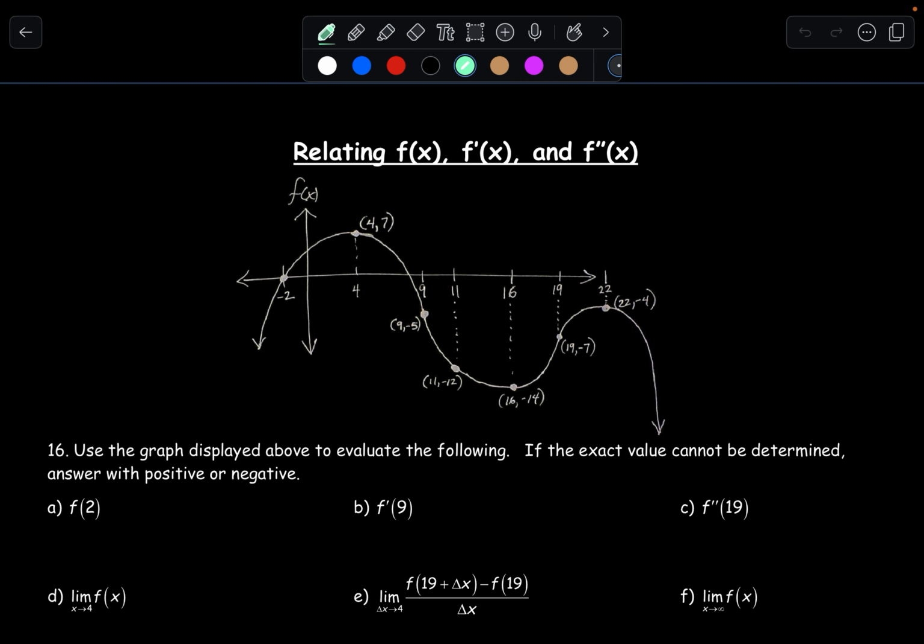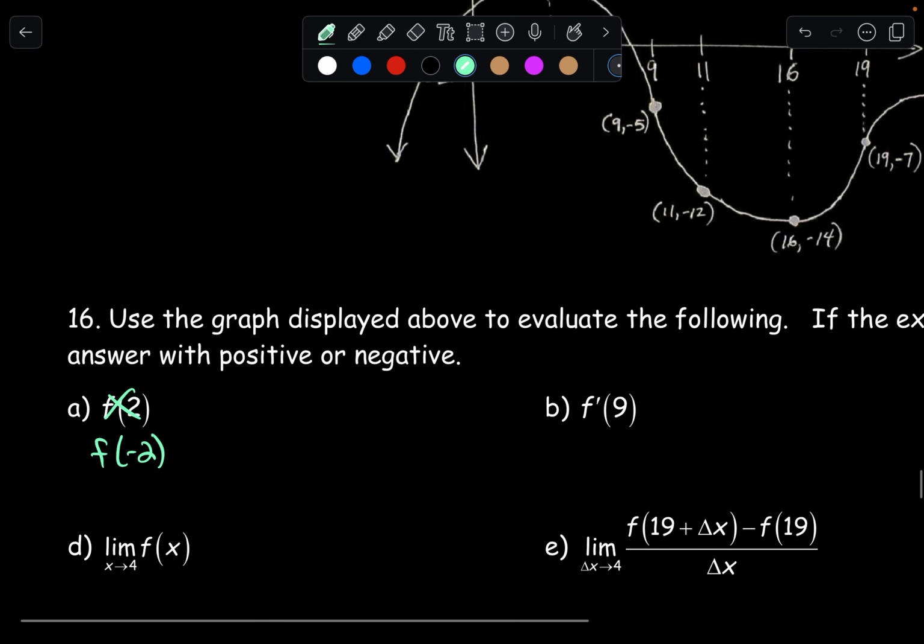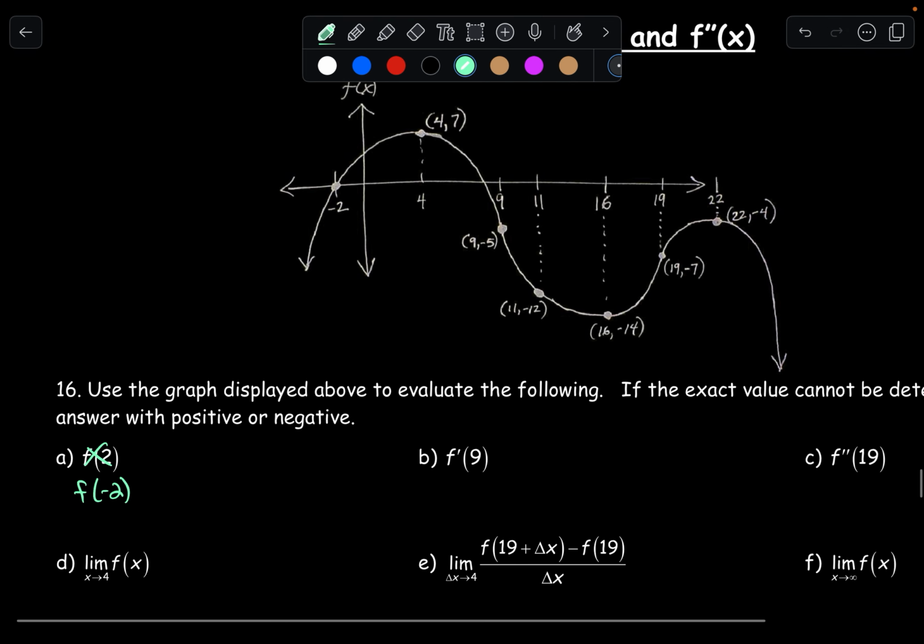Number 16, use the graph displayed above to evaluate the following. If the exact value cannot be determined, answer with positive or negative. For this first one, typo, this should be f of negative 2, okay? And for this one, we're just asking, what is the output at negative 2? Within this graph, it is going to be 0.